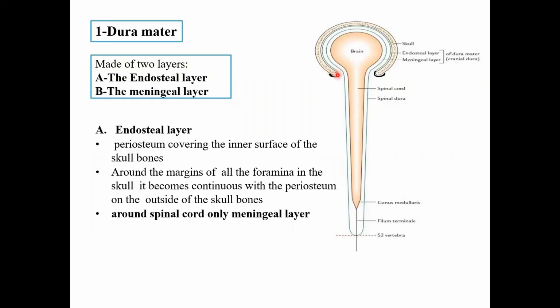And in this diagram, we can also see that at the level of foramen magnum, where the brain is continuing into the spinal cord, only the meningeal layer of dura mater will continue over the spinal cord, and there is no endosteal layer around the spinal cord. So this is how the dura mater of the brain differs from the spinal cord. Dura mater around the brain is a double-layered structure, an outer endosteal and a meningeal layer, while around the spinal cord only the meningeal layer continues. So that is about the endosteal layer.